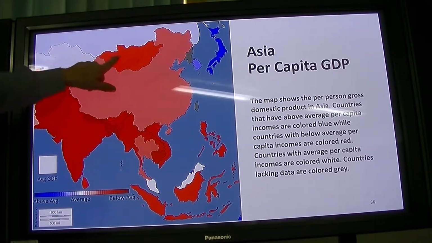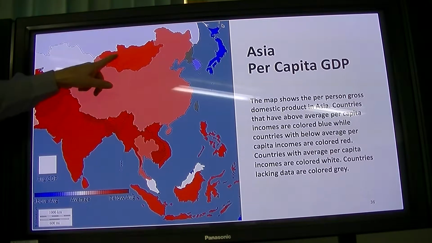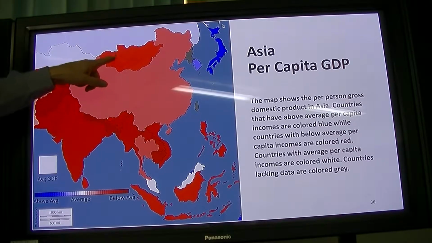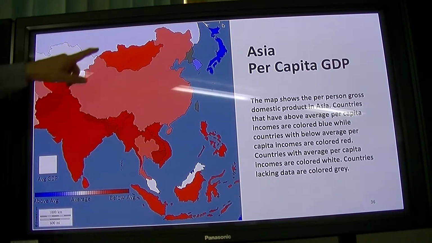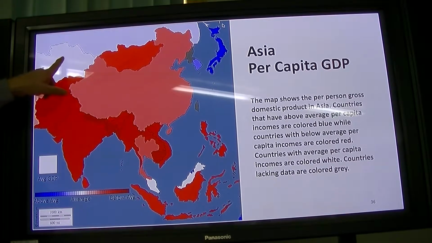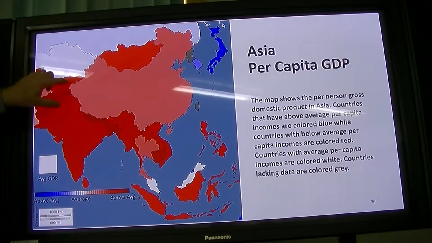Mongolia, not as wealthy as China, but wealthier than some of the Asian countries. You can see it's a little bit lighter red. That's natural resources. There's lots of natural resources and a very small population. There's Russia, and Kazakhstan, lots of natural resources, and also closely tied in with Russia. It's very integrated with the Russian economy. It's part of the former Soviet Union.